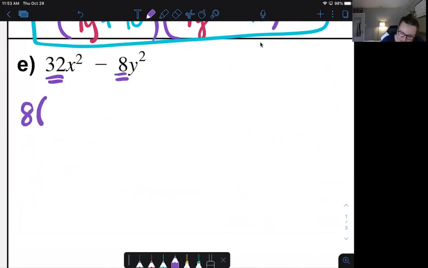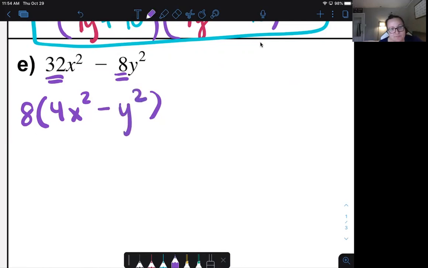So if I factor 8 out of 32x squared, I'm going to be left with 4x squared, because 8 times 4 is 32, and 8 times 4x squared is 32x squared. Then 8 times negative 1 is negative 8. So I know I'm going to have a negative 1 y squared. Now I have a difference of squares, because 4 is a perfect square, x squared is a perfect square, and so is y squared, and they're being subtracted. So I'm going to have 8 times.